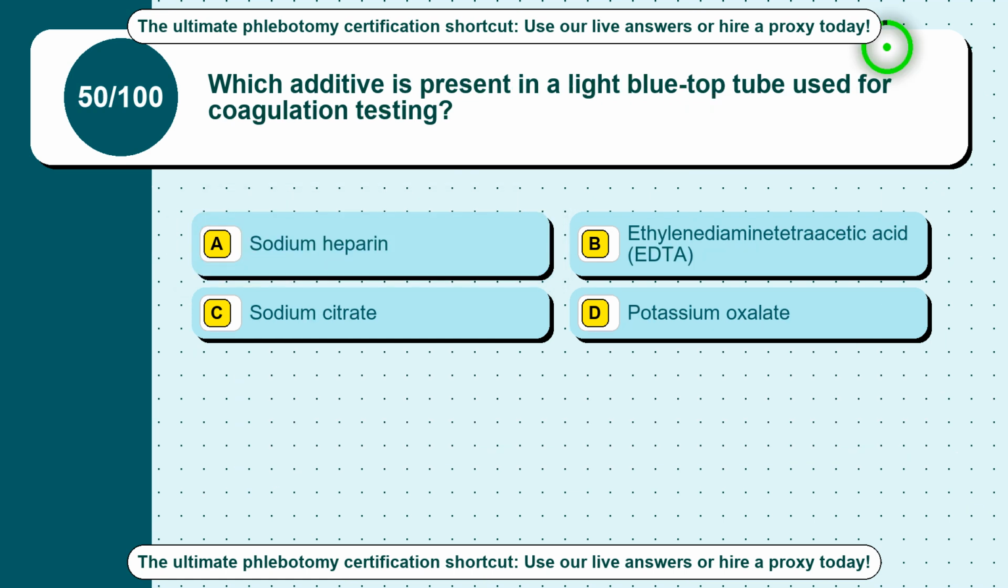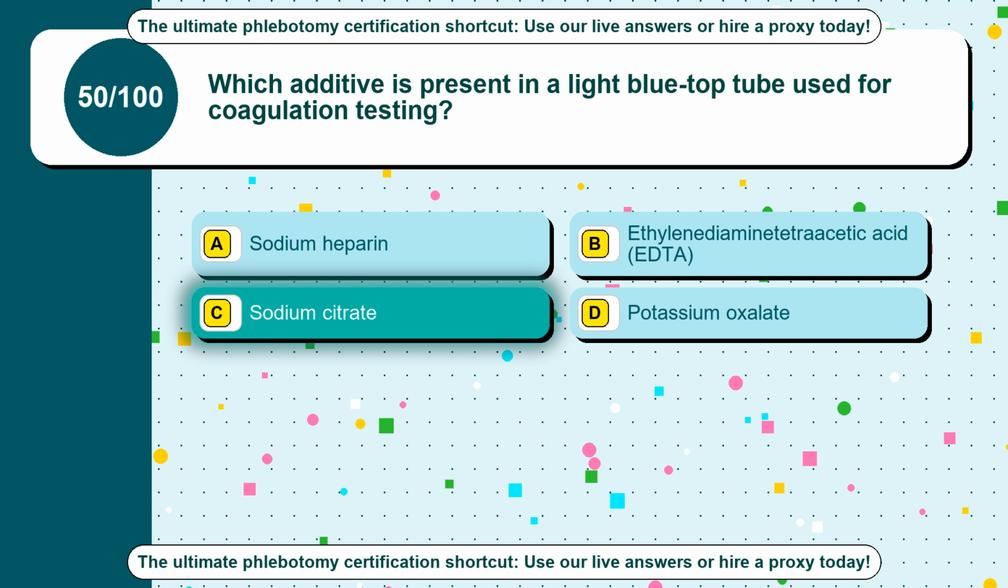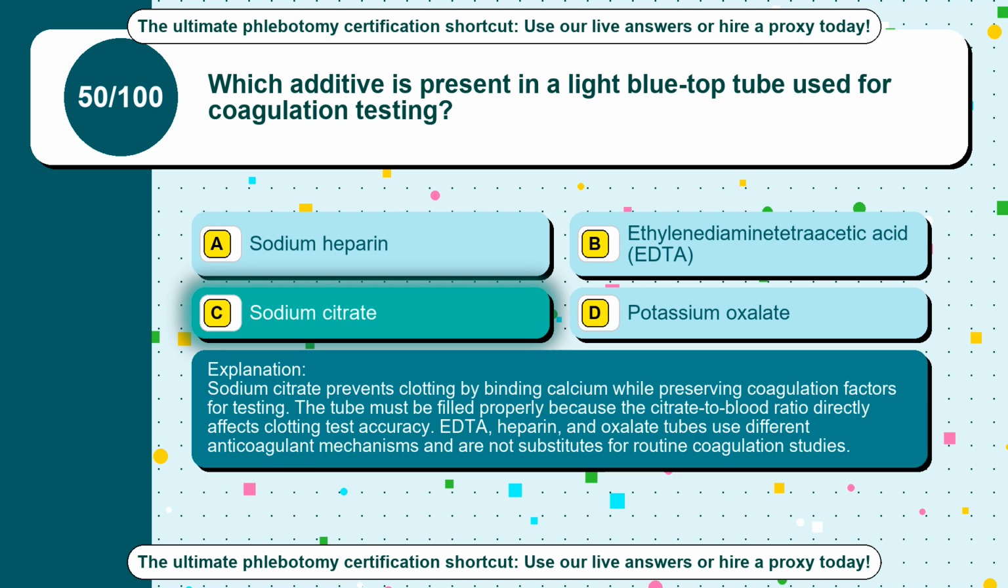Question 50. Which additive is present in a light blue top tube used for coagulation testing? Option A, sodium heparin. Option B, ethylenediamine tetraacetic acid, EDTA. Option C, sodium citrate. Option D, potassium oxalate. The correct answer is option C, sodium citrate. Sodium citrate prevents clotting by binding calcium while preserving coagulation factors for testing.